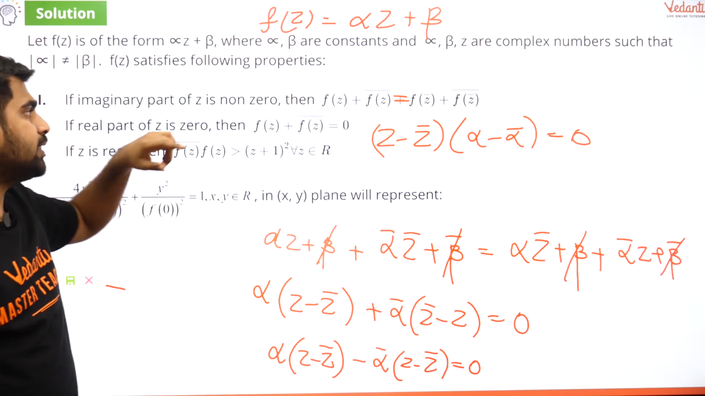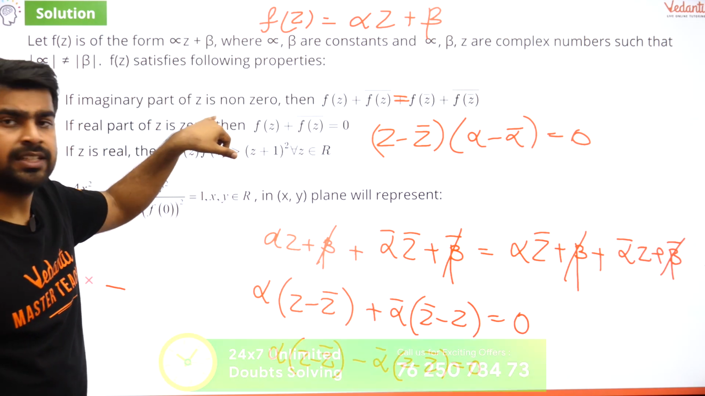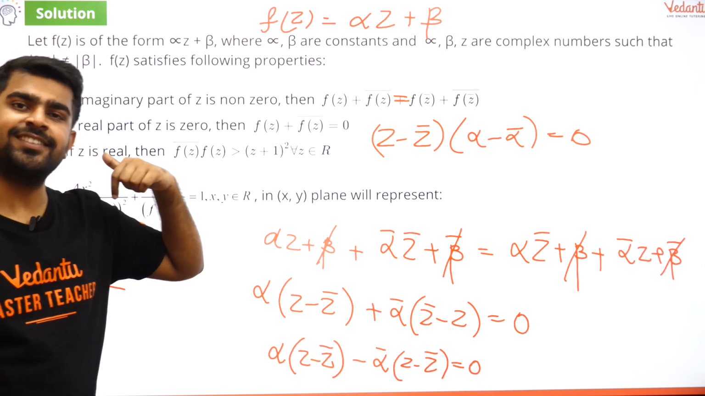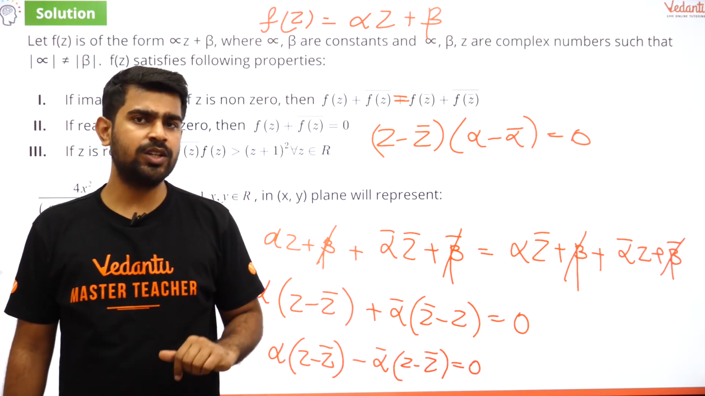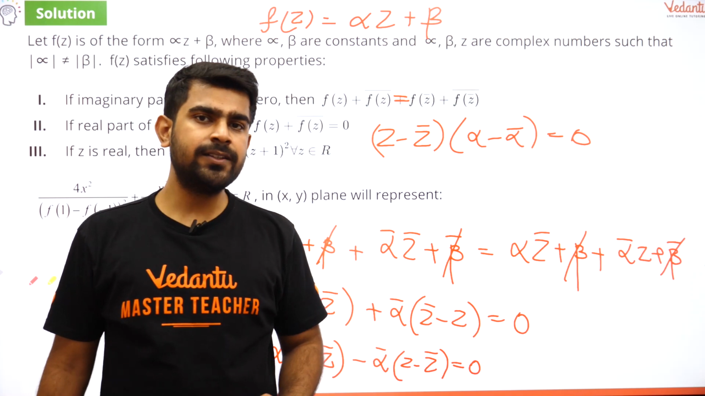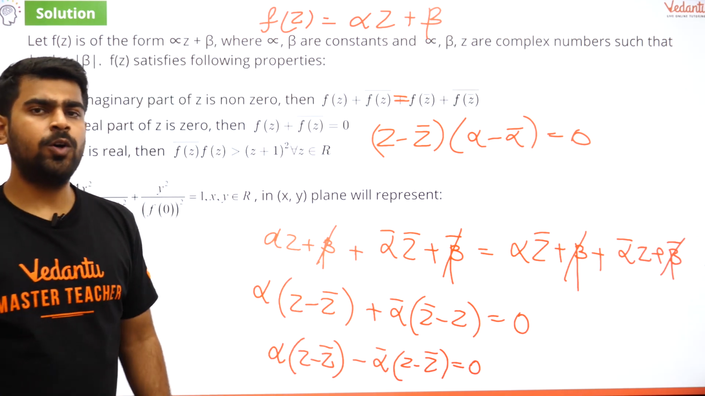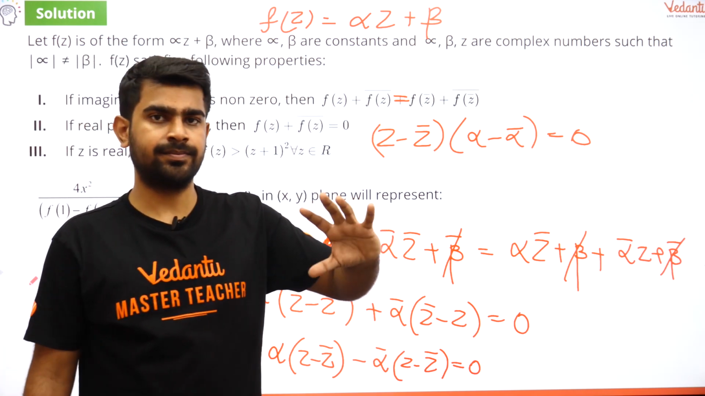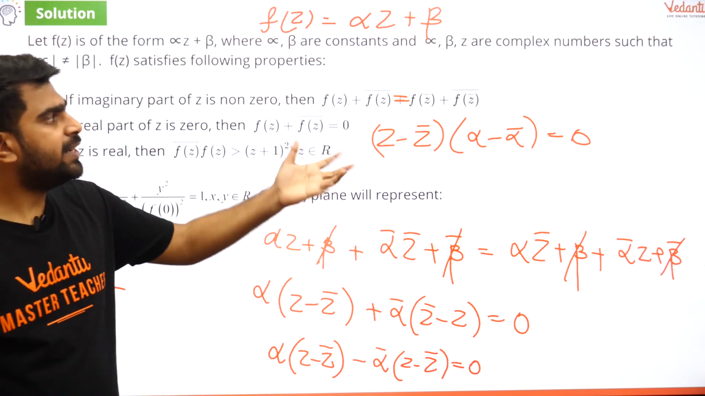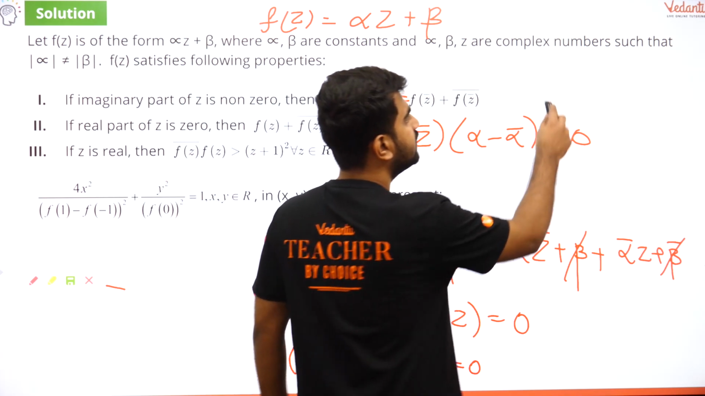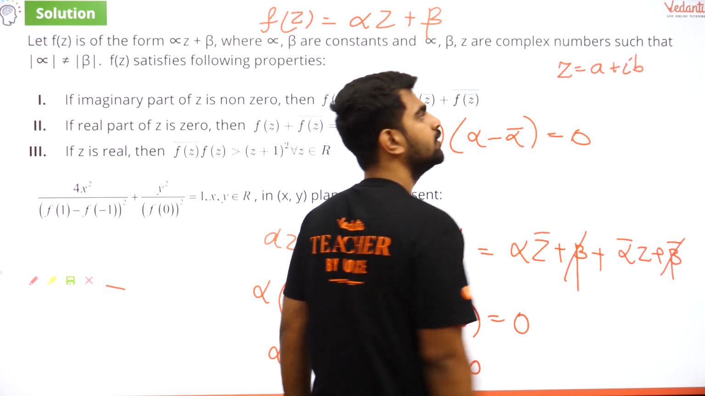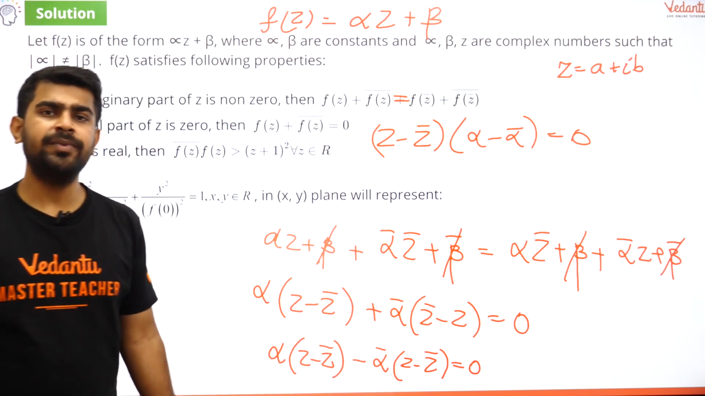But guys, wait a minute. Imaginary part of z is non-zero. What does that mean? Any idea? Please think about it. I'll give you a small pause here for a minute. You guys can think about it and let me know, what does imaginary part of z being non-zero mean? Okay, so let us say our z is of the form a plus ib.